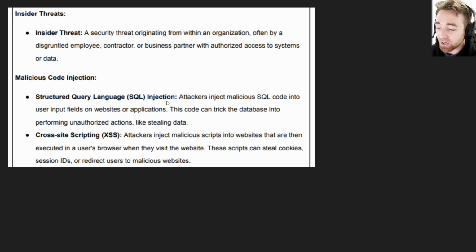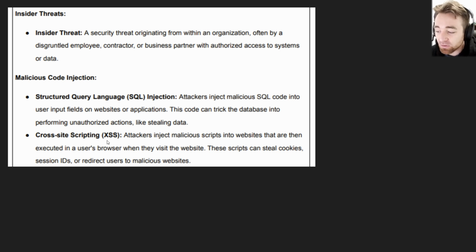Structured query language injection, or SQL injection, is when an attacker injects malicious SQL code into user input fields on websites or applications. So on a website where you type something in, right, they're inputting SQL code into that. This code then can trick the database, so it's interacting with the database, into performing unauthorized actions such as stealing data. So they'll put SQL code into those fields on websites where you type things in, and it tricks the database because the database sees that code and it activates that code, and it can then return data to that person who's put that in that it necessarily shouldn't be actually showing people. So that's interacting with the database.